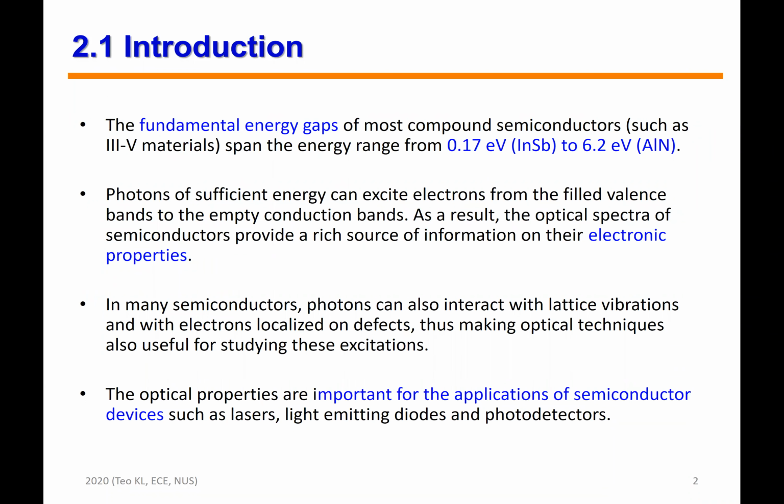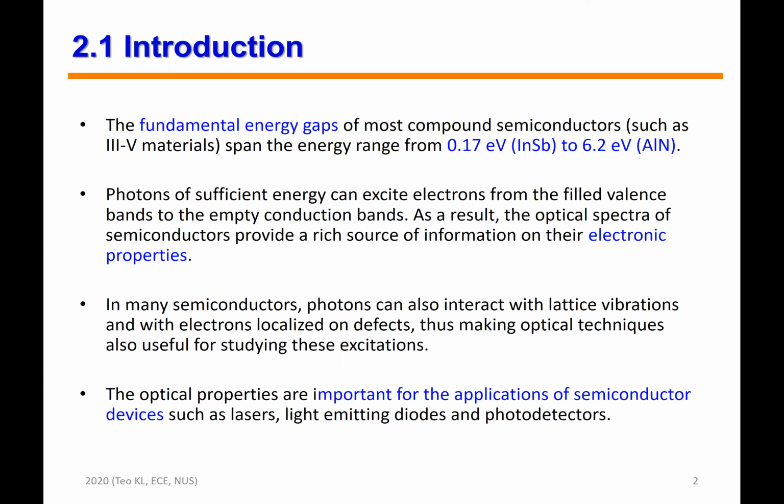The fundamental energy gaps, or sometimes we call that the band gap, of most semiconductors, such as III-V materials, range from 0.17 eV, for example in indium antimonide, to 6.2 eV in aluminum nitride. A photon of sufficient energy can excite an electron from the filled valence band to the empty conduction band. As a result, the optical spectra of semiconductors provide a rich source of information on their electronic properties.